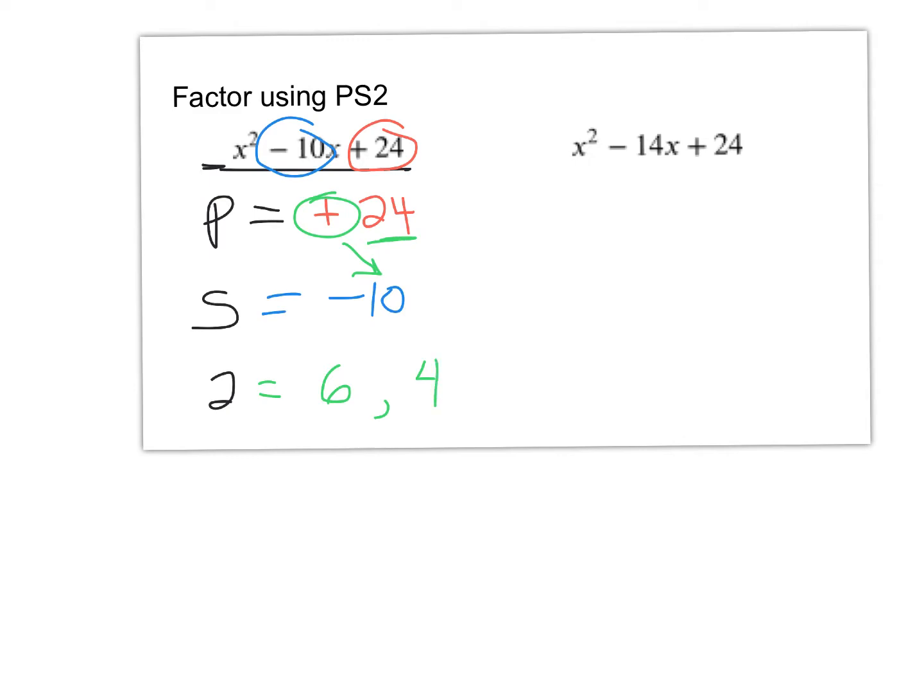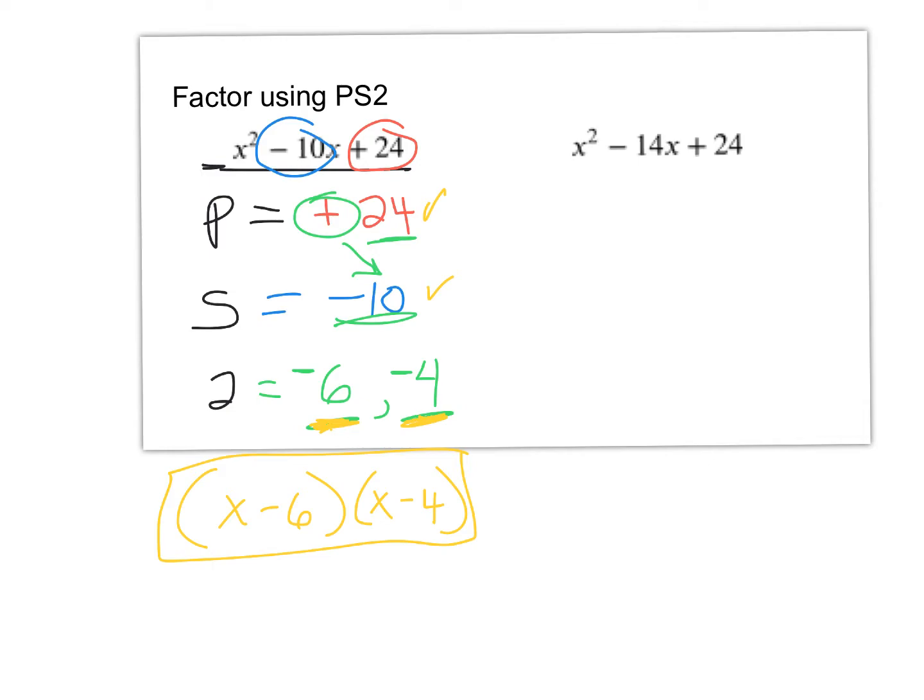Now, here's where we're going to be careful, though. When these 2 numbers get added together, I need negative 10. So if I do negative 6 and negative 4, that should work. So let's do our check. Negative 6 times negative 4 is positive 24. Negative 6 plus negative 4 is negative 10, so that's good. So we're going to have x minus 6, x minus 4. And there it is. All right, let's look at the next one.